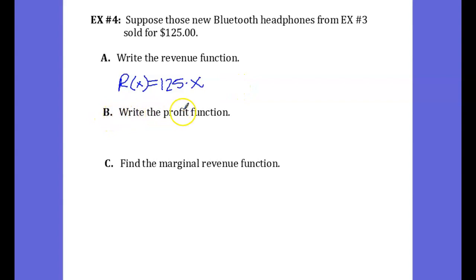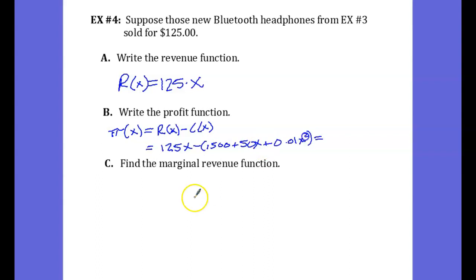Now in part B, they want us to write the profit function. So remember, the profit function is going to be pi of x, and that's going to be revenue minus cost. And so that'll be our revenue function from part A, 125x minus the cost function from example 3. So that was 1500 plus 50x plus 0.01 x squared. And let's go ahead and simplify that. And we have negative 1500 plus 75x minus 0.01 x squared.